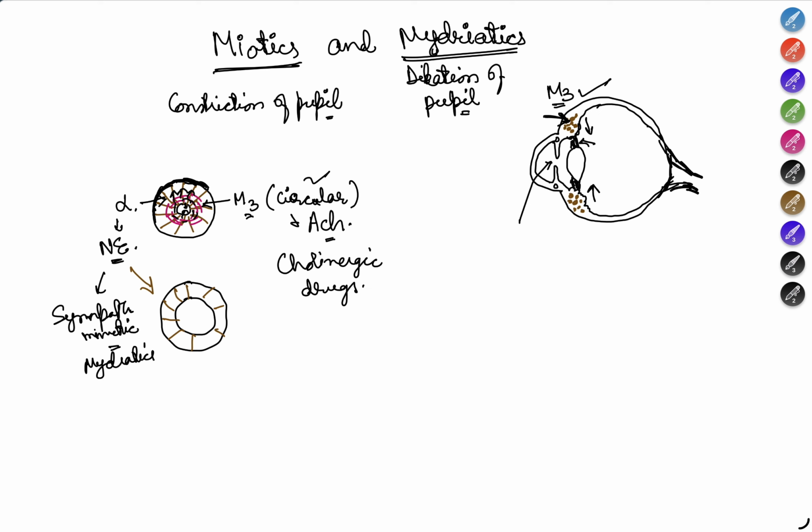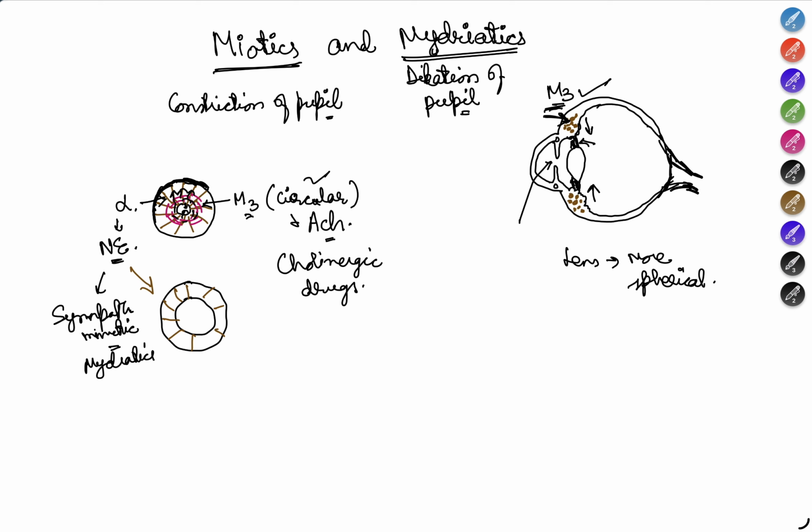So what will happen to the lens? The lens becomes free, and the lens has a natural tendency to become more spherical. Whenever these zonules are not tight, the lens will become more spherical. This is the basic nature of the lens. Whenever you are pulling them apart, the lens will become flatter. So whenever you give a cholinergic drug, it will act on these M3 receptors and lead to loosening of these zonules, and ultimately the lens becomes more spherical.